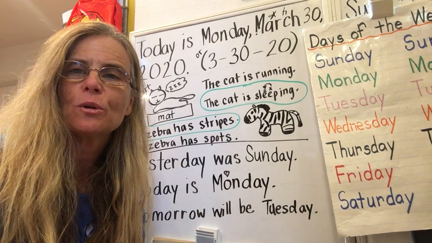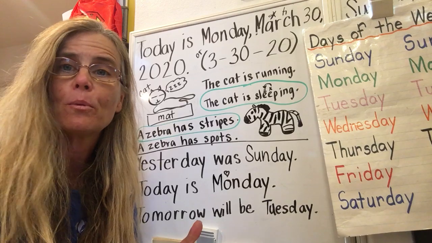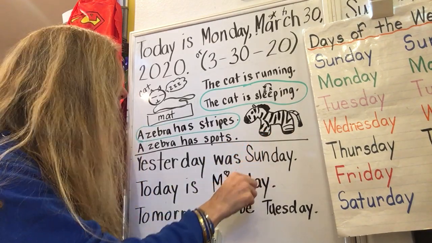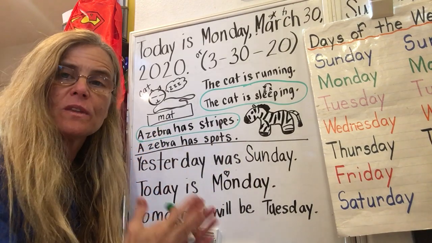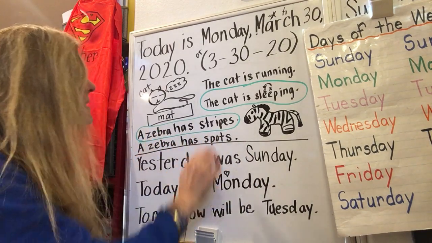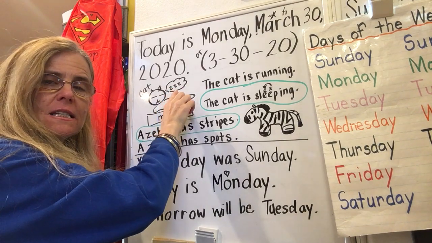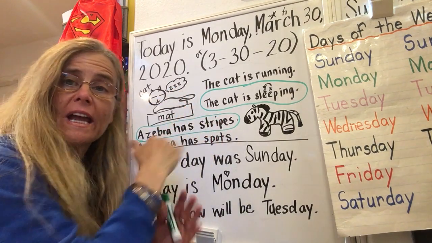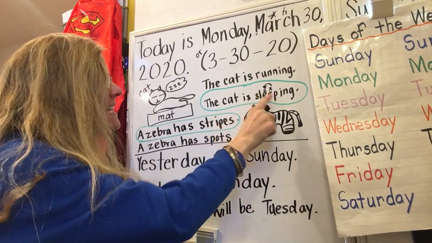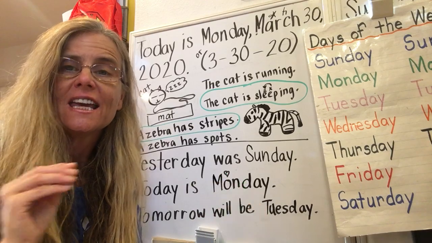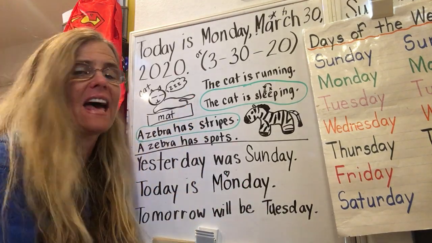So in your composition book or on a piece of paper or on a whiteboard or a white mat, do the best that you can to try and draw a zebra and then label it with this sentence. A zebra has stripes. Do your best to draw a cat sleeping on a mat with a little speech bubble and write underneath it, the cat is sleeping.